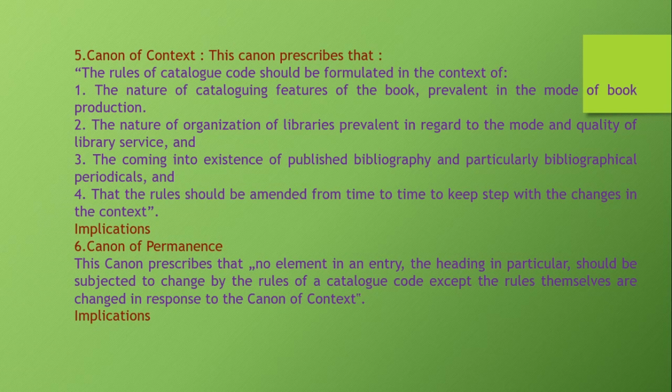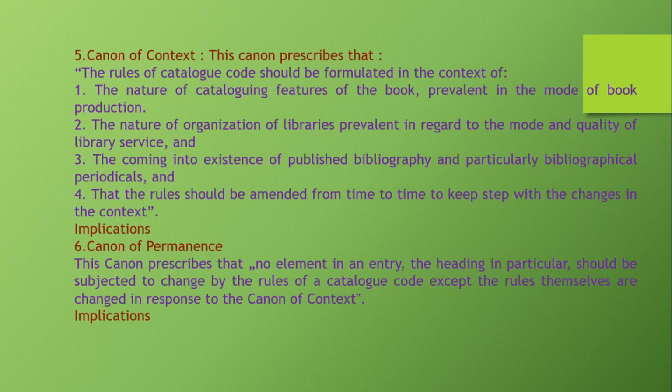Implications: in the light of this canon, Ranganathan suggested to omit the bibliographical details such as page, size, imprint, etc. from the main entry of catalog in open access system, as readers can see this information personally if needed. There is no need of giving annotation.